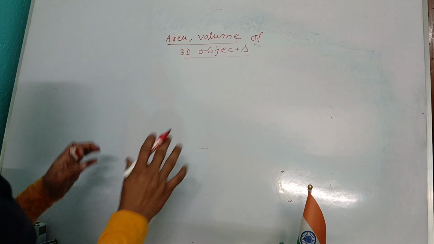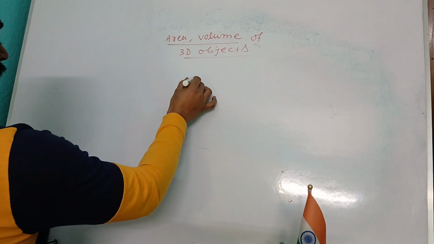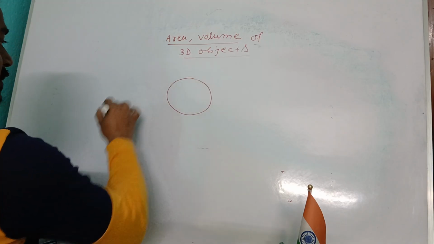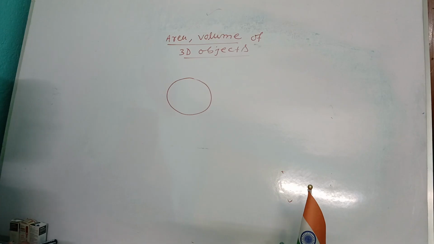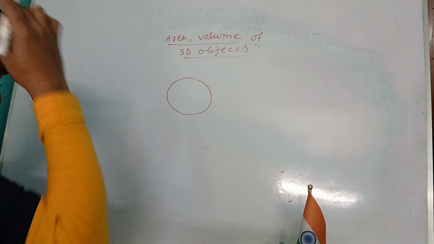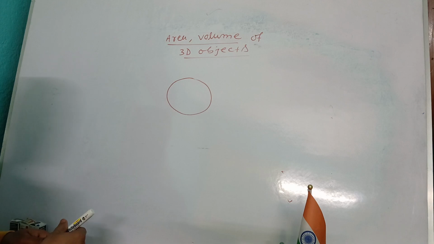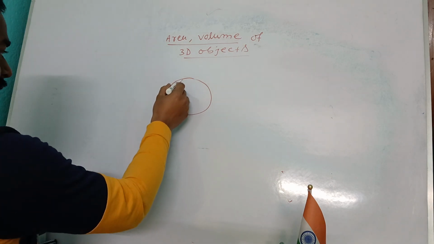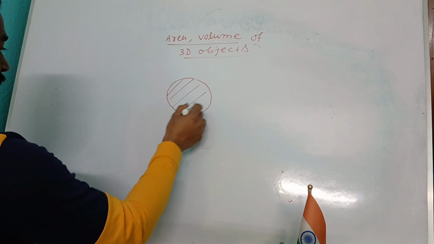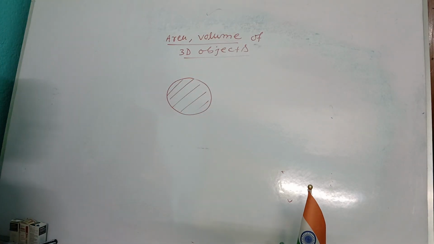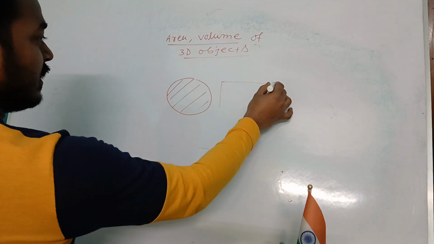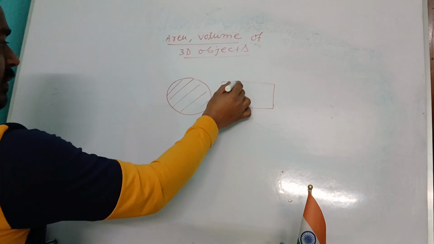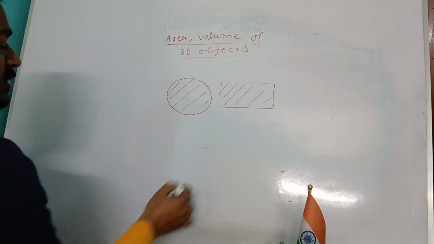Before going to that point, you just tell me, what do you mean by area? Area is a two-dimensional concept. For example, what is the area of this circle? It is the region bounded by this closed circular figure. And here one rectangular surface is given. What is the area? The region bounded by this rectangle is called the area.